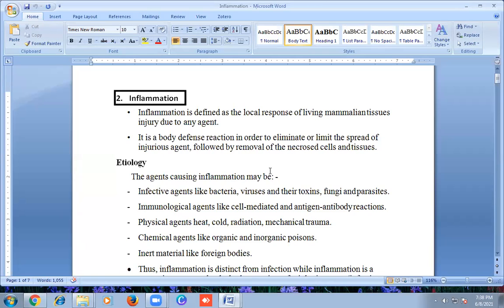So here we will see the inflammation. Screen is visible now, all of you? So listen here. Inflammation is defined as the local response of living mammalian or human tissue to injury due to an agent. Due to an agent means what? Causative agent.